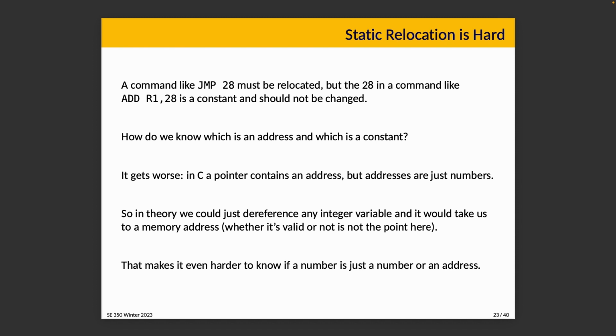I mean, for some things like a jump command, sure, that's fairly easy to figure out, but life is not so easy, right? In a C program, a pointer contains an address, but an address is just a number. When you break it down, it's really just an integer. And you can dereference an integer variable, and it would take us to a memory address. Whether it's valid or not is not the point here.